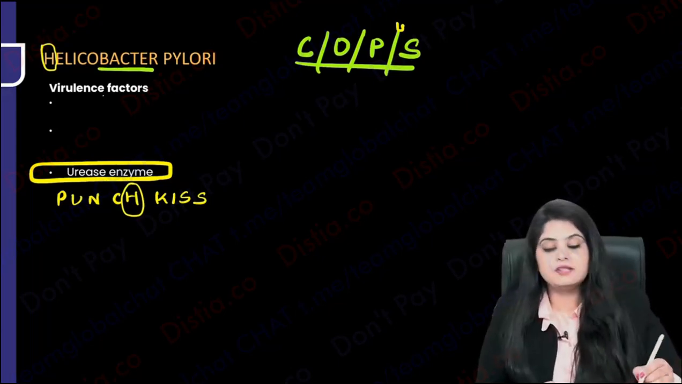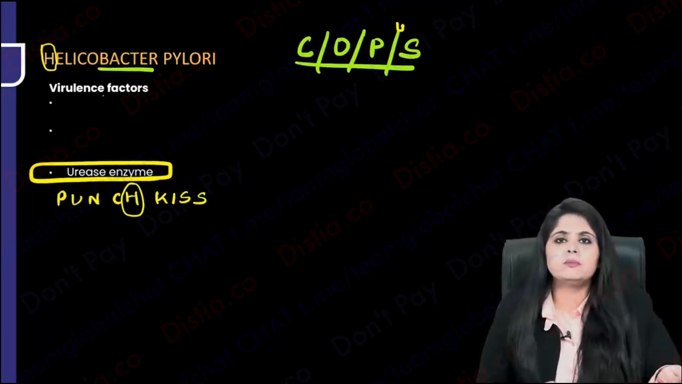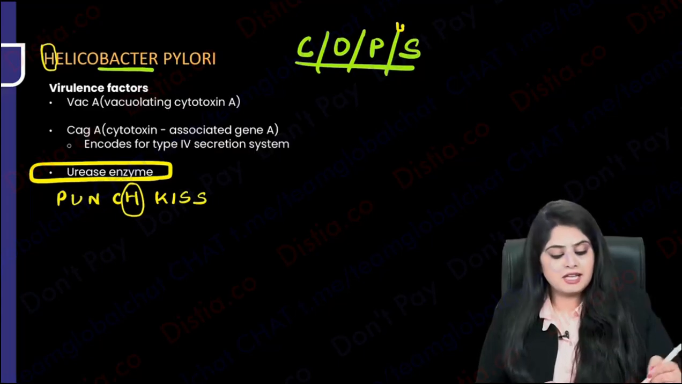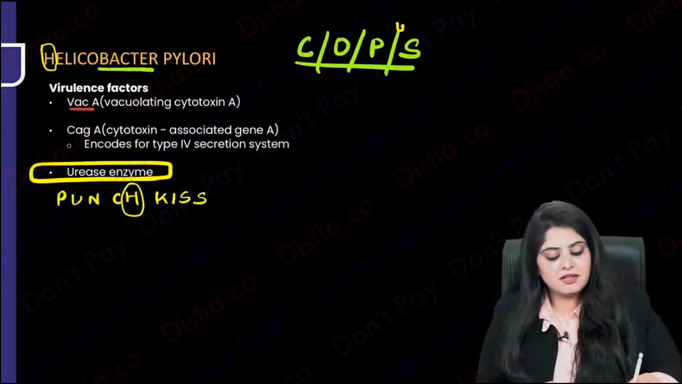ठीक है, वो extra है. What are the virulence factors that it has? This I've taught you in pathology also. CAG A and VAC A. What is CAG A and VAC A? VAC A matlab vacuolating toxin A, and CAG A means cytotoxin associated gene A.